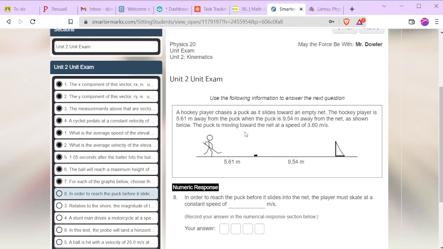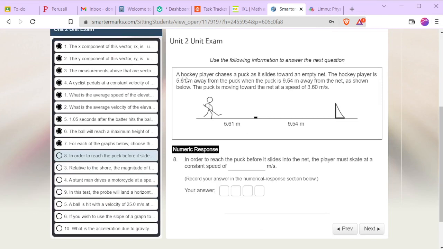All right. A hockey player chases a puck as it slides towards an empty net. The hockey player is 5.61 meters away from the puck when the puck is 9.54 meters away from the net, as shown below. The puck is moving toward the net at a speed of 3.60 meters per second. In order to reach the puck before it slides into the net, a player must skate at a constant speed of how many meters per second?